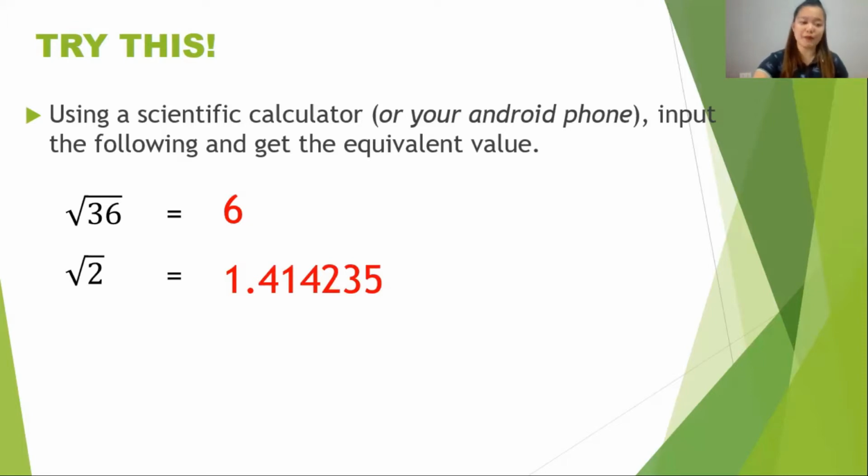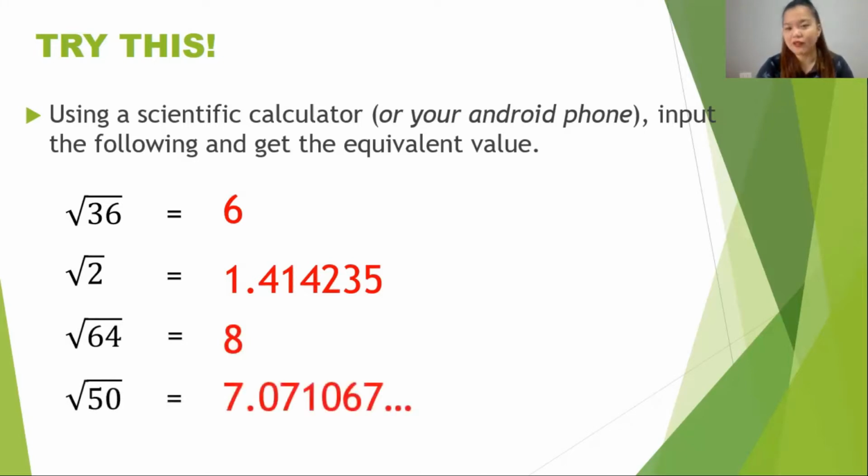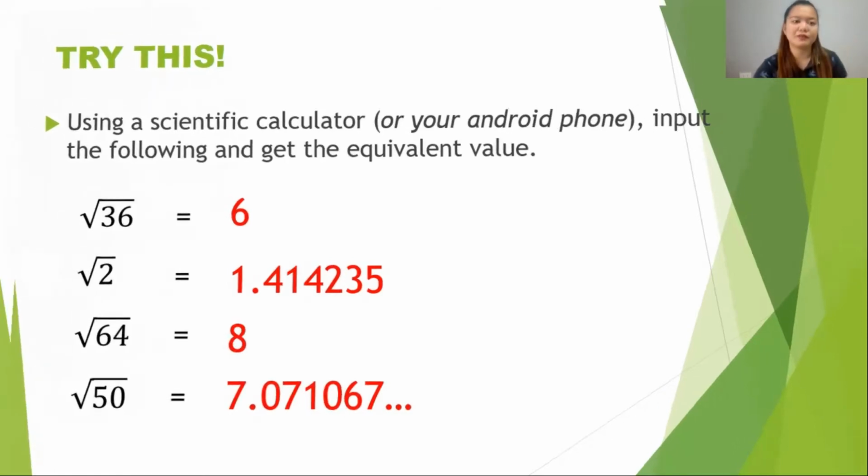Also, for example again, next example is when you have the square root of 64, and we know that the square root of 64 is 8. And square root of 50, it is equal to 7.071067 blah blah blah. So may karugtong pa yan. Take note of our results.